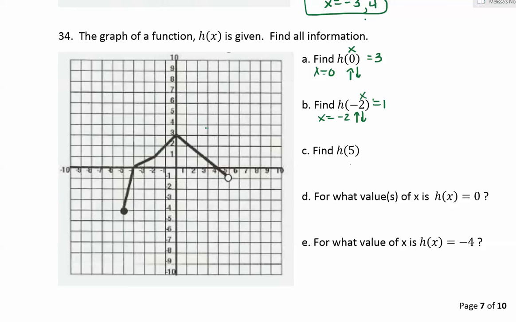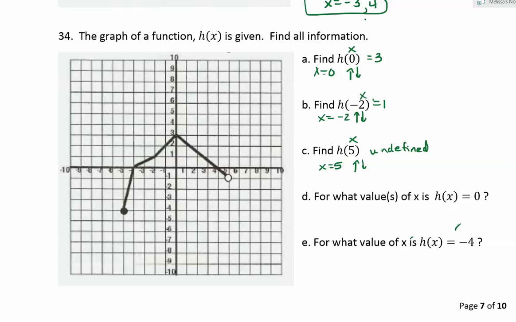For our next example, find h of 5. So x is 5, and again go to x equals 5 and go up or down to hit the graph. So if I go to x equals 5, I have to go down, and I land on an open circle. When that happens, you always say undefined. So that point would not be included in your domain.